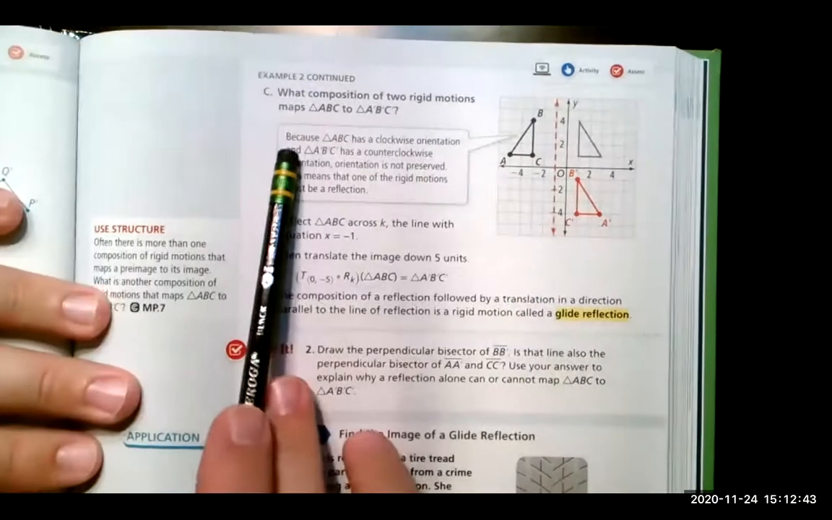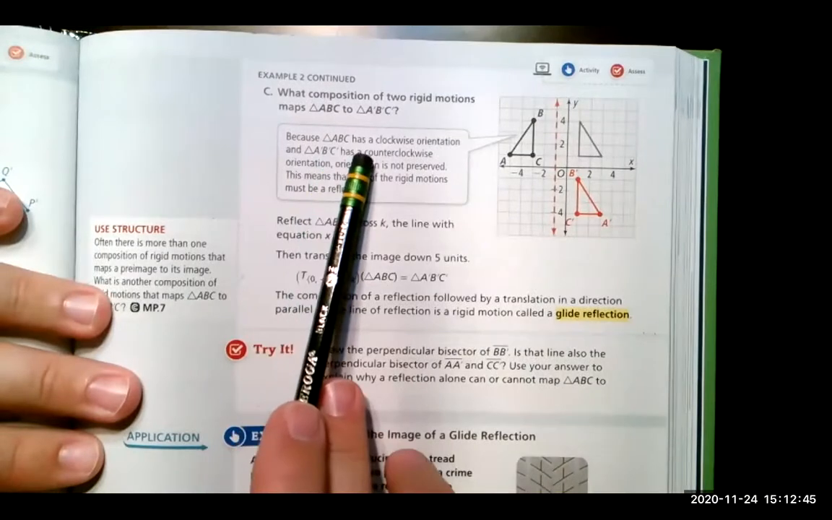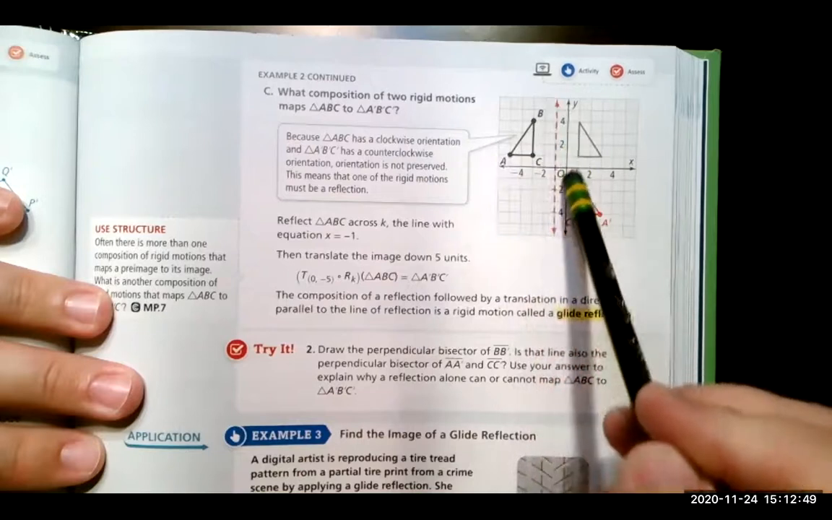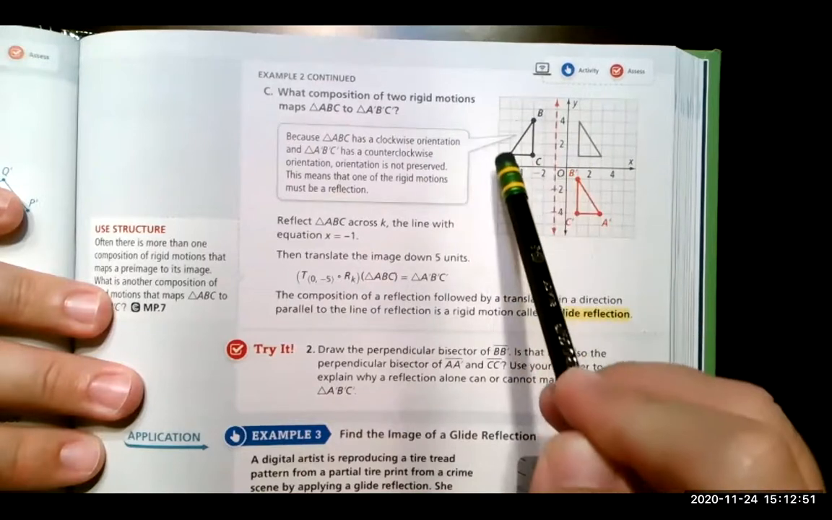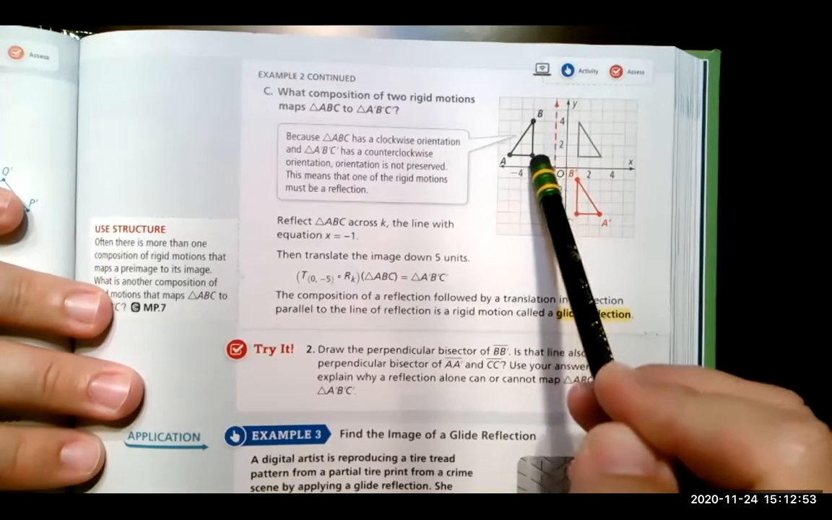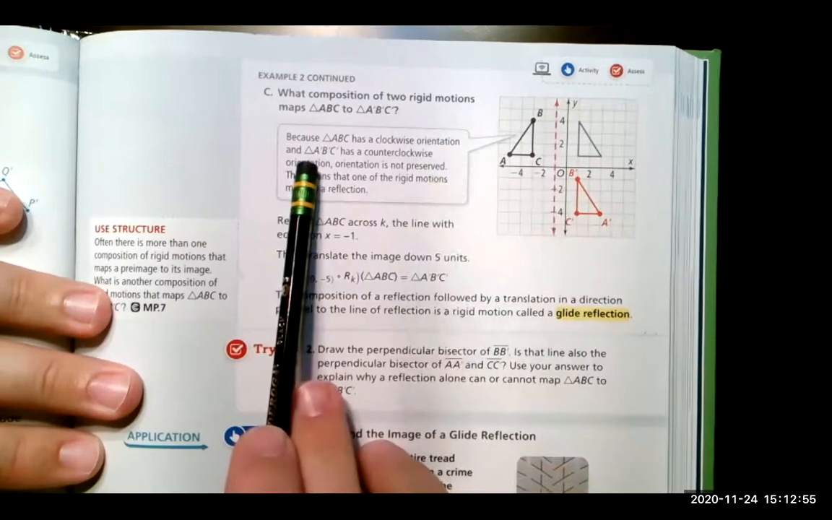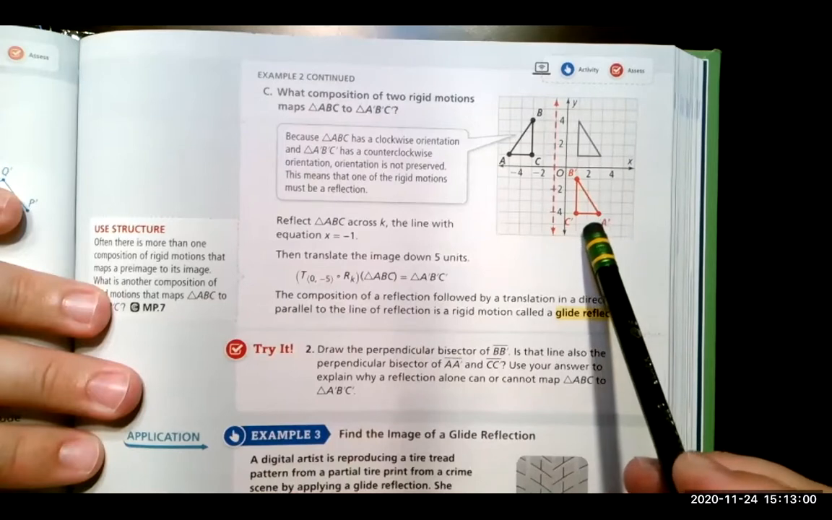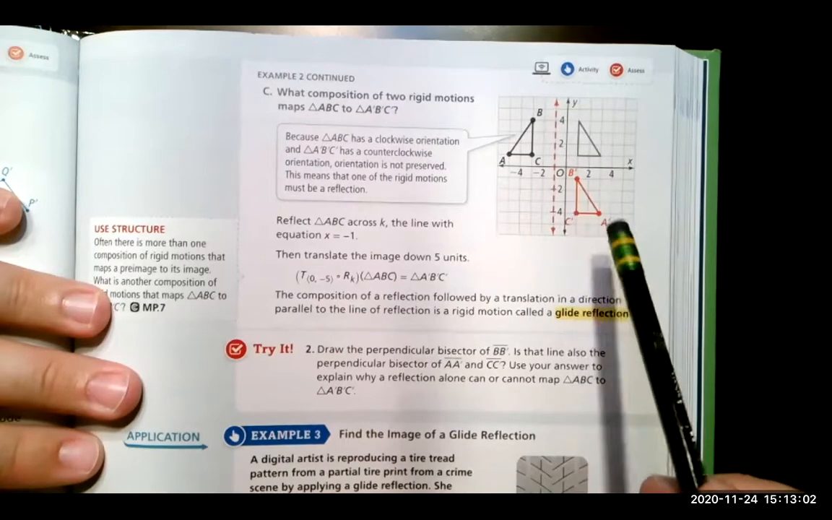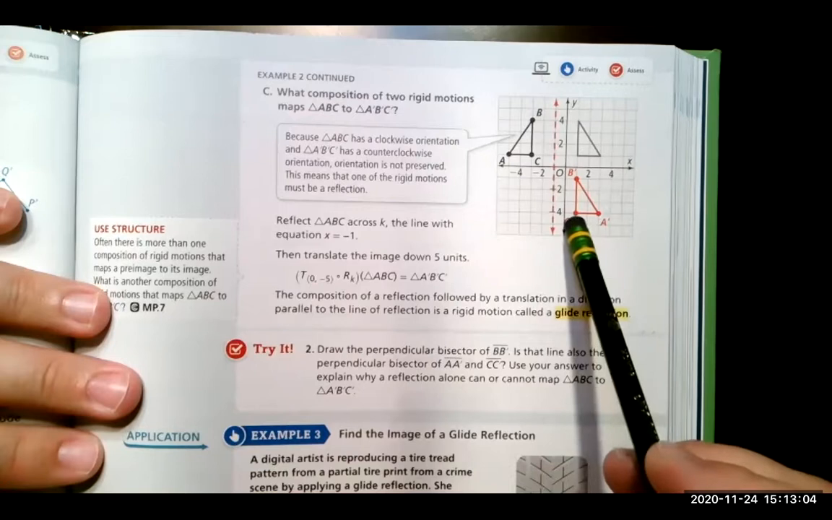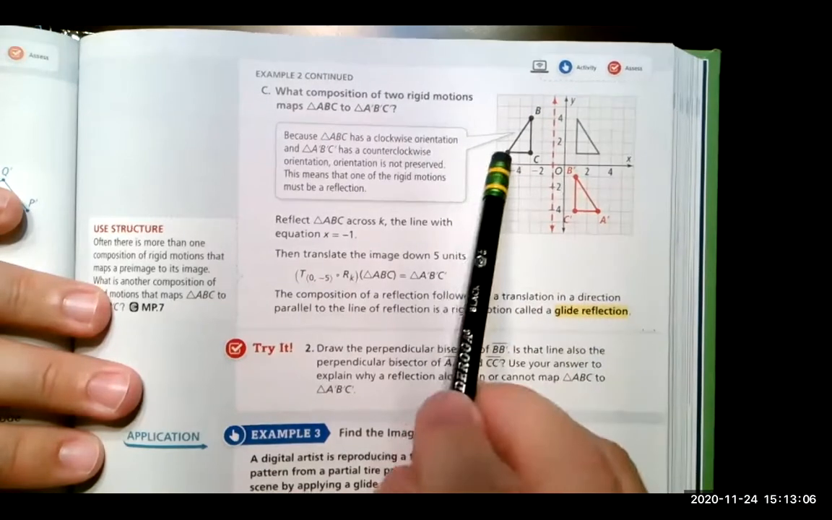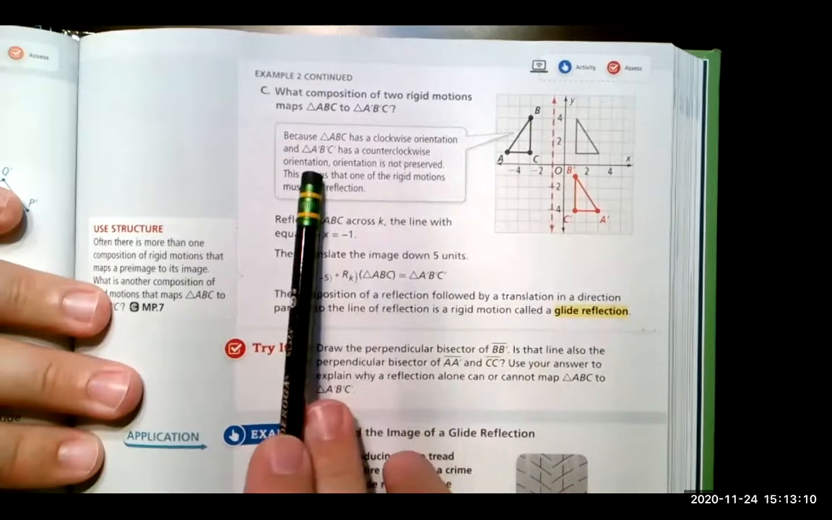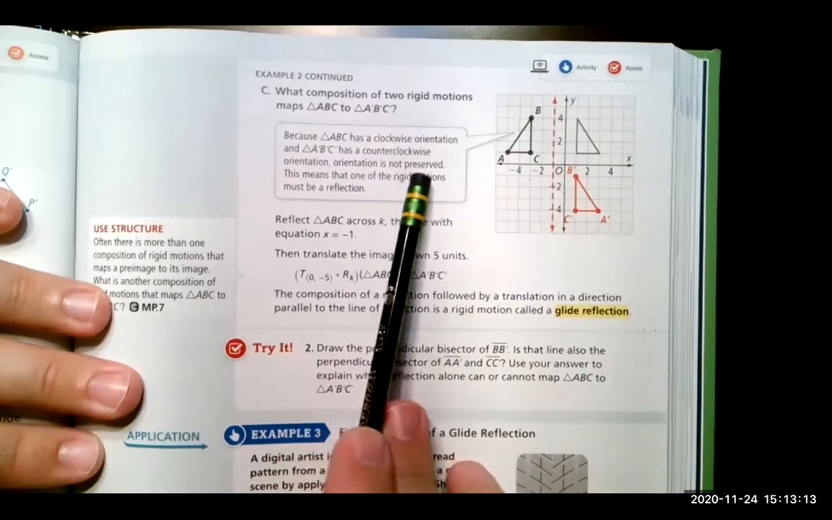So let's read this. Because triangle ABC has a clockwise orientation, what they mean is as you read this clockwise, as you go in that direction, it's going A, then B, then C. And then the image has a counterclockwise orientation. So if you start at A and go clockwise, it's A, C, B. Not like up here where it was A, B, C. So because of that, orientation is not preserved.